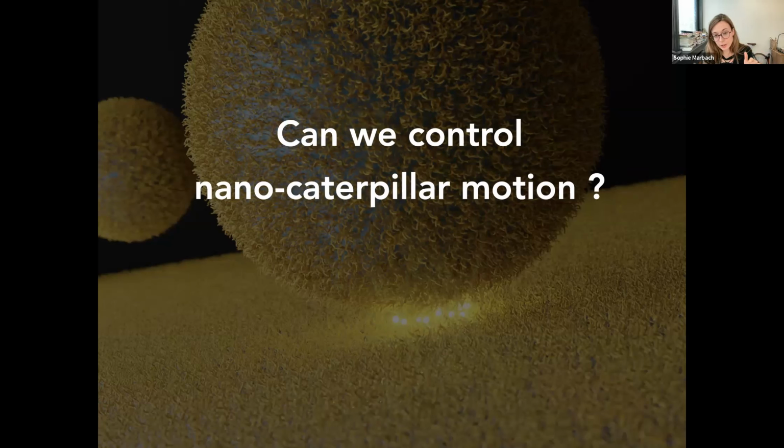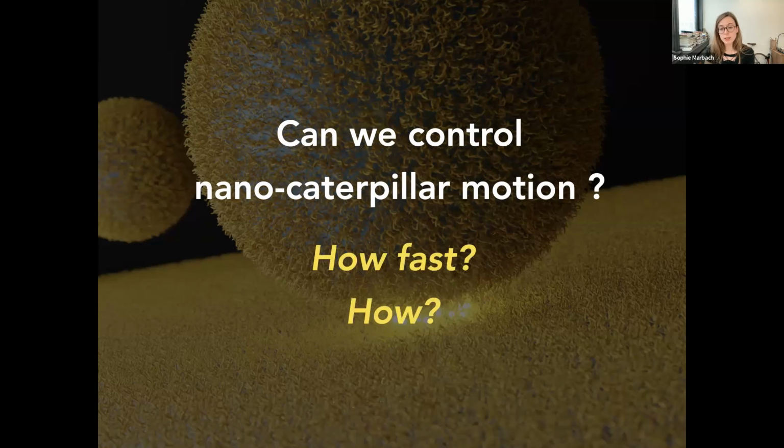And to answer that question, today I'm going to try and go through two items. The first one is, well, if the nanocaterpillar moves, can I first of all quantify how fast it moves? And then can I understand how it's actually moving? Okay. Any questions so far?